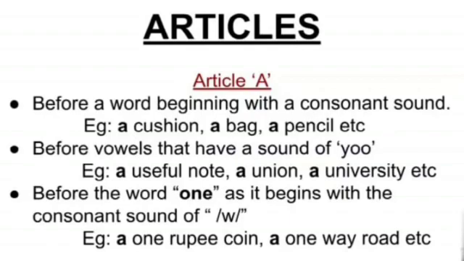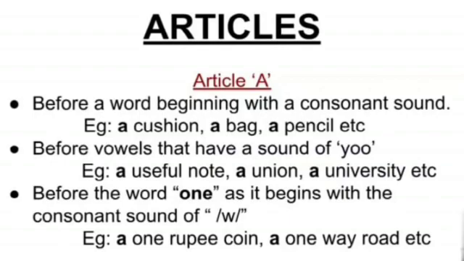Before a word beginning with a consonant sound. Look at the examples. A cushion, a bag, a pencil. Here we can see each word starts with a consonant sound. Cushion, k sound. Bag, b. Pencil, p. So for a word beginning with a consonant sound, we use article A.